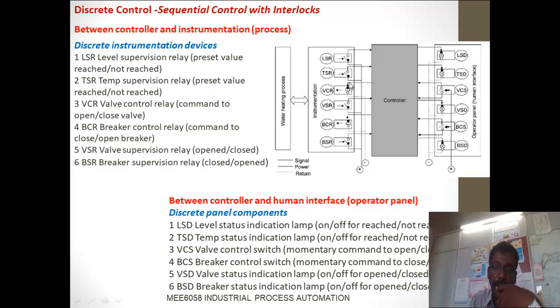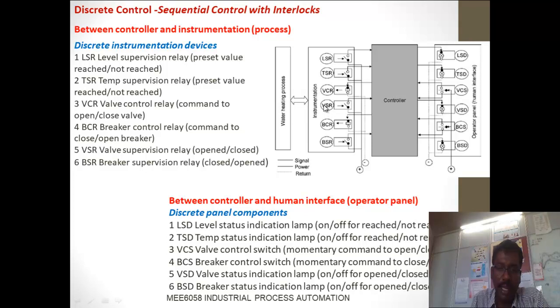If we come to this side, we can find the level supervision relay and the temperature supervision relay, and VCR, that means valve control. We have a level sensor, temperature sensor, and valve sensor. We have three relays: level sensor relay, temperature sensor relay, and valve control relay. Then VSR, valve supervision. You have to find out whether the valve is properly working or not. The valve supervision relay is to switch the valve on or off.